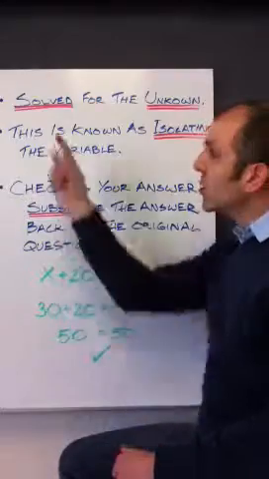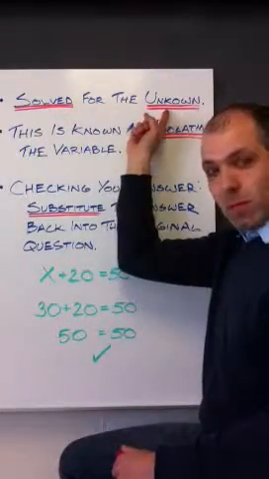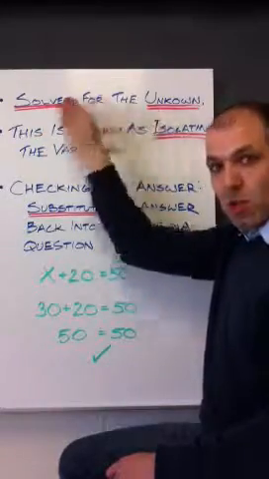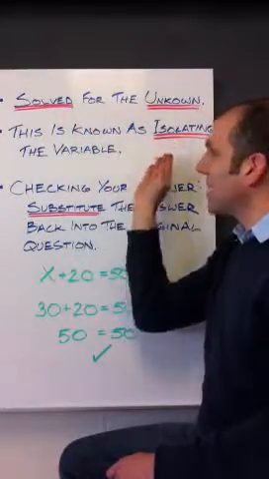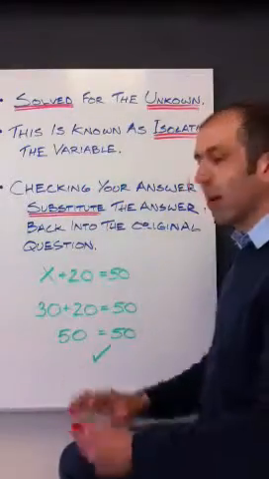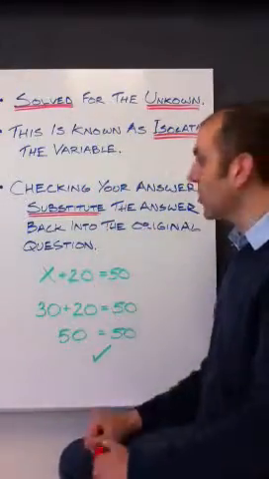So here we solved for the unknown. This is some important vocabulary. We figured out what was the x. We solved for the unknown. And this is known as isolating the variable. We got x alone, isolated. And on the other side, it tells you what x is equal to.